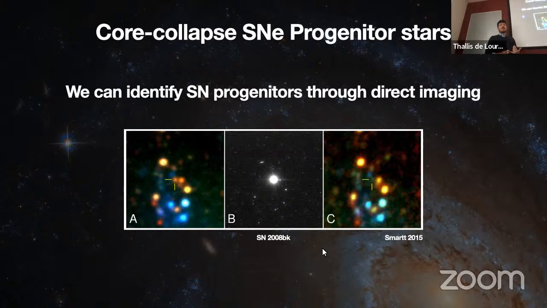But the problem is that we don't have that many observations of progenitor stars of supernovae, because we need them to be very nearby. We need them to be of good quality. And in most cases, they are type 2, so they are not stripped envelope or interacting supernovae.